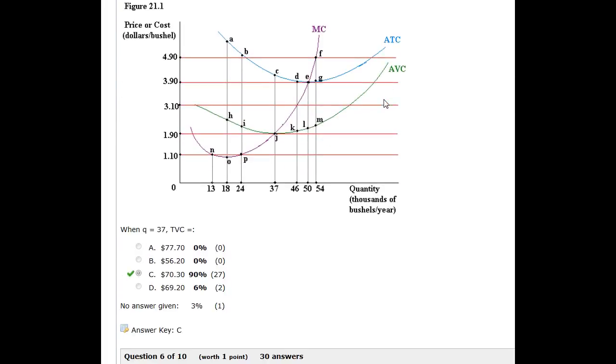All right. Let's see. Q equals 37. TVC equals blank. So we're trying to find total variable costs. Well, this will just be 37 times AVC, 1.9, and that's going to be 70.3. You guys got that one basically.